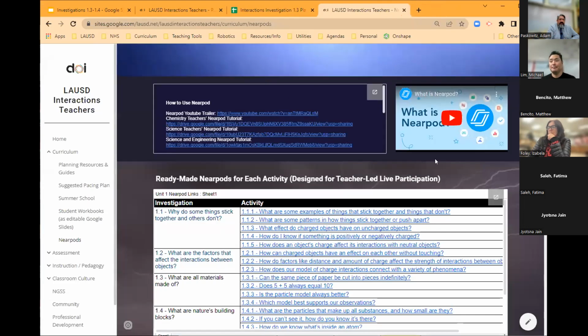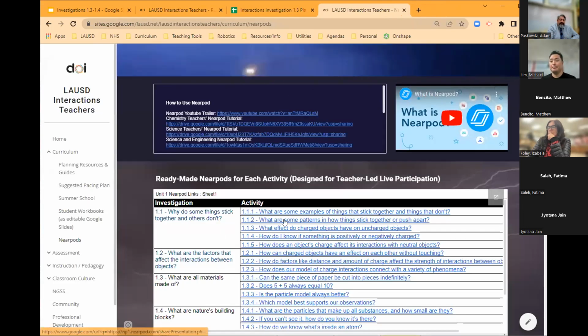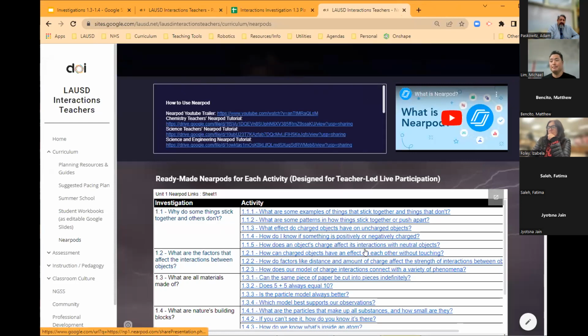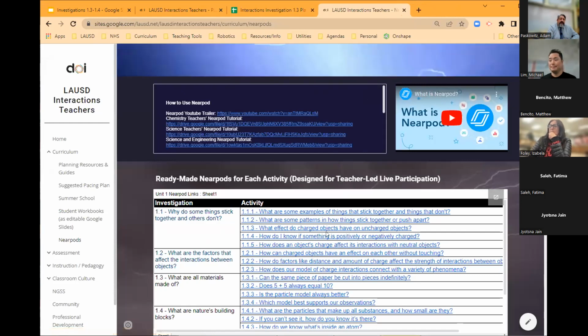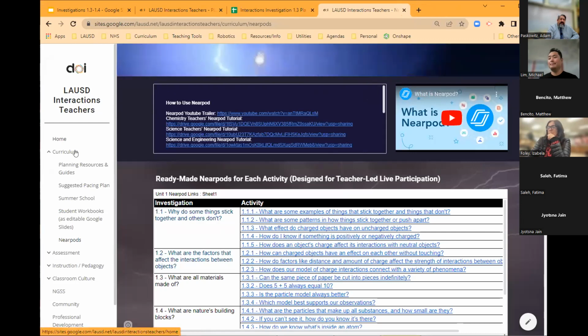So Mike has shown Nearpod before, and he's showing you how you can use these. But I wanted to show you that they are all indexed on the web page here.